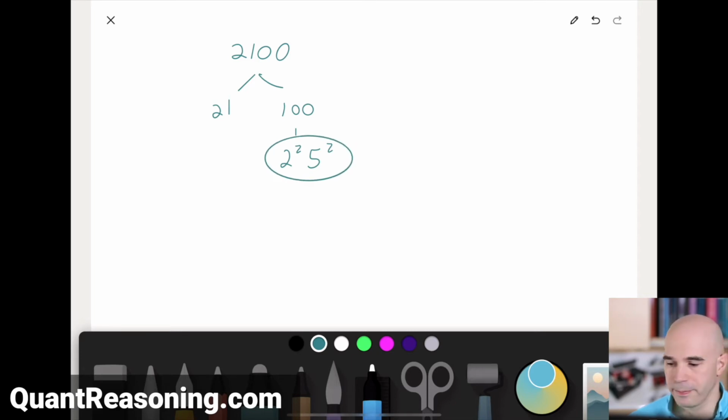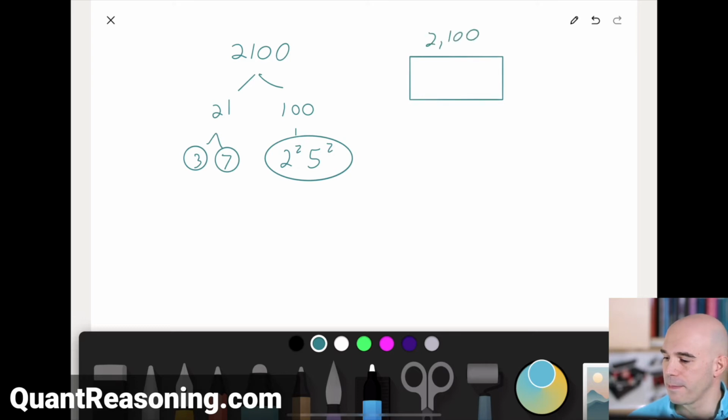That's 100. And 21, that's 3 times 7. So I'm circling all the primes. And now I'm ready to draw the box for 2100. It has 2 squared, 3 to the 1, 5 squared, and 7 to the 1.